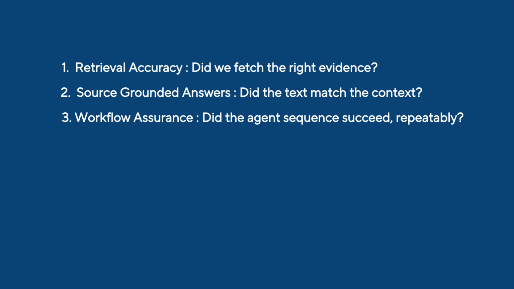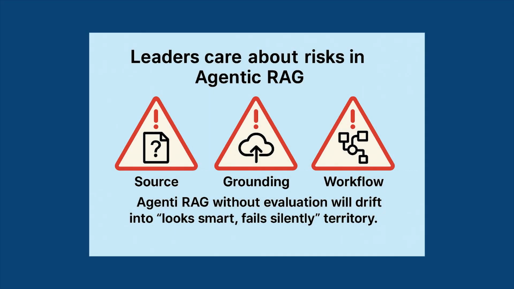Did we fetch the right evidence? Did the text match the context? And did the agent sequence succeed repeatably? Keep in mind, leaders care about risk like wrong sources, ungrounded claims, and flaky multi-step runs. Agentic RAG, without evaluation, will drift into looks smart, fails silently territory.